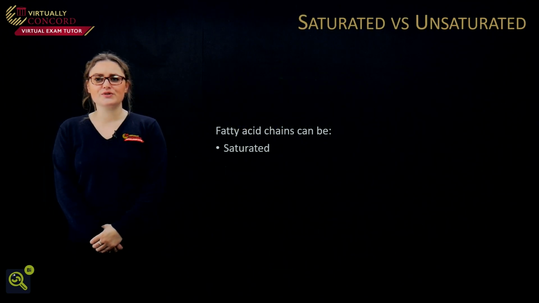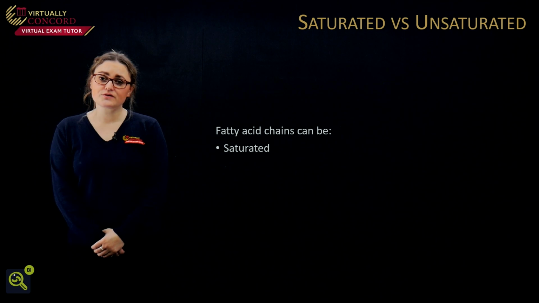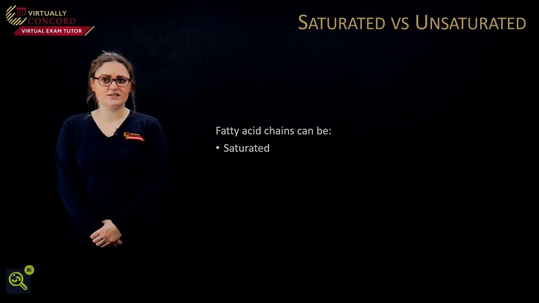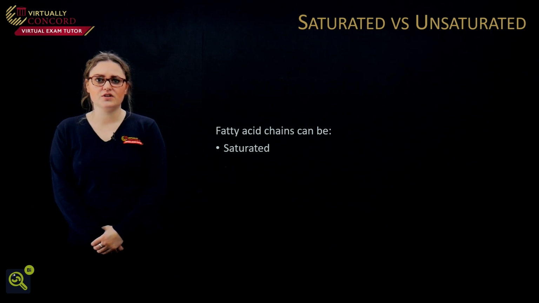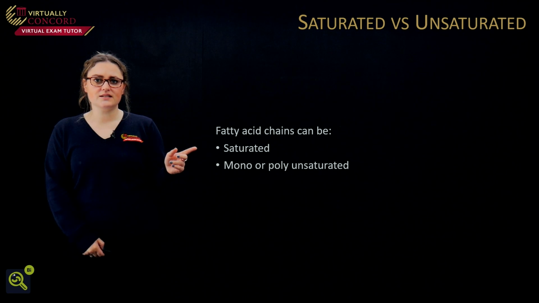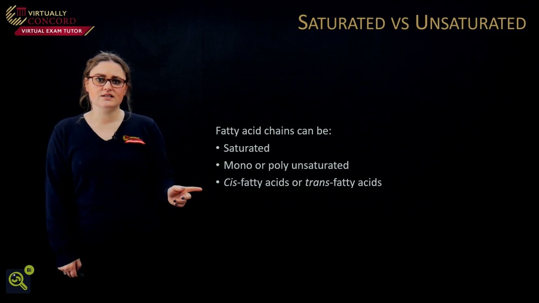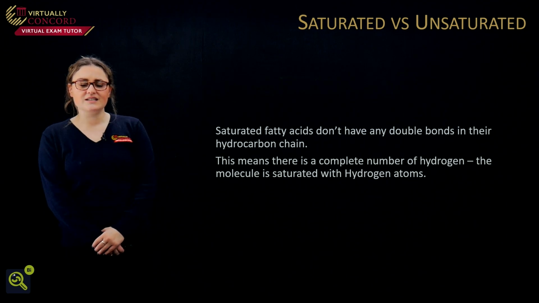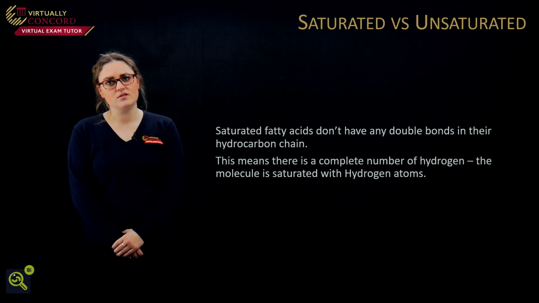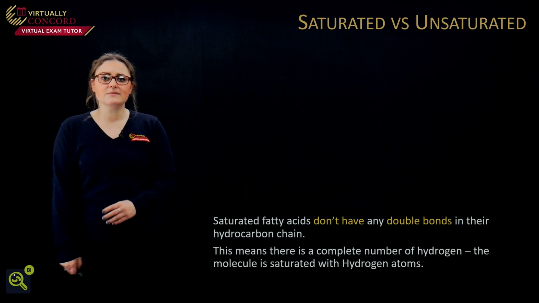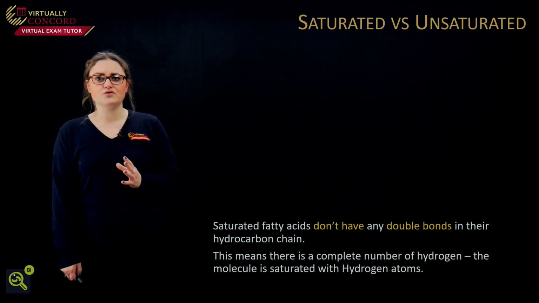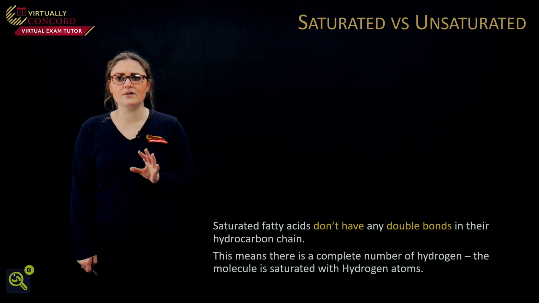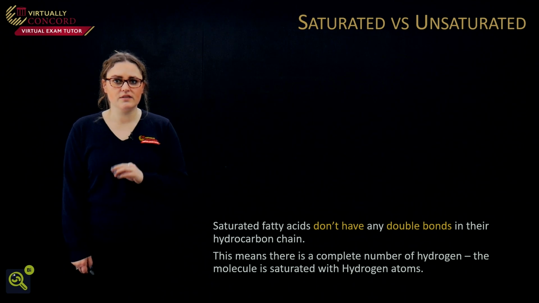One of the main structural components of your triglycerides and your phospholipids are fatty acid chains. So let's have a look at their structure. They can be saturated, mono or polyunsaturated, cis fatty acids or trans fatty acids. So let's have a look at that in more detail. Our saturated fatty acids don't have any double bonds in their hydrocarbon chain. This means there's a complete number of hydrogen atoms around each of your carbons within your chain.